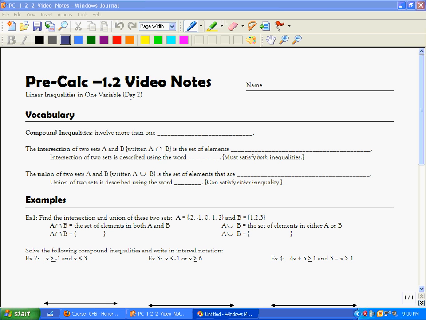Today we're going to talk about linear inequalities and continue along where we left off. The compound inequalities are the ones that involve more than one solution interval. The intersection of two sets, like A and B, is written with this upside down U, and it's a set of elements common to both sets.